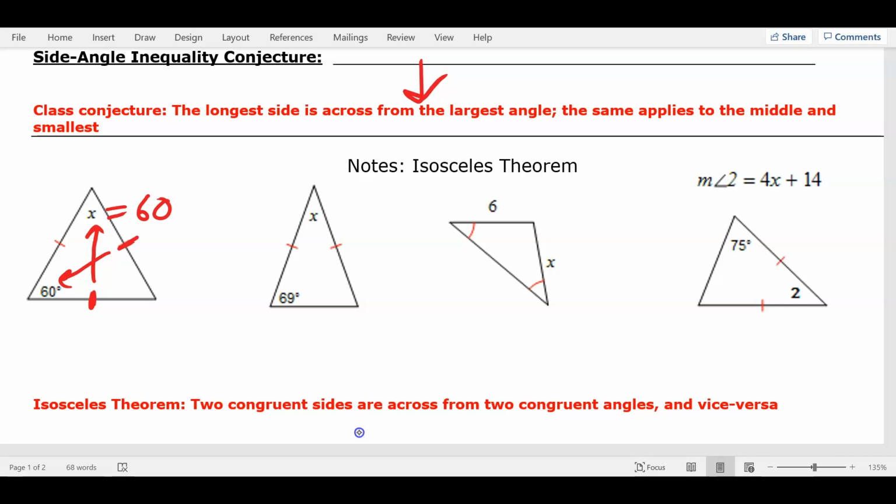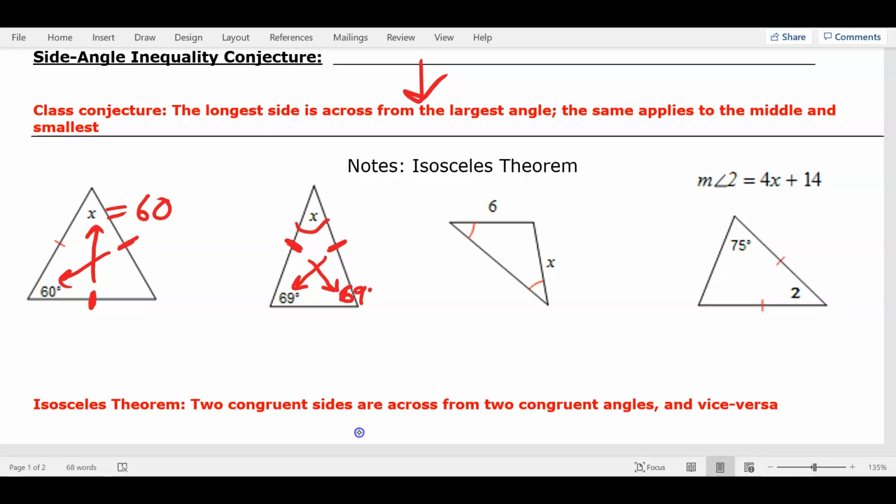Okay, so let's do this on the next one. Does everyone see this tick mark? Follow with me. Across from this tick mark is 69 degrees. What do you think is going to be across from this tick mark? 69 degrees, the exact same thing, because if you have matching sides, they give you matching angles. So let's write that down. Now, here's the problem. That's not the answer for x. Does everyone see there's an x at the top?